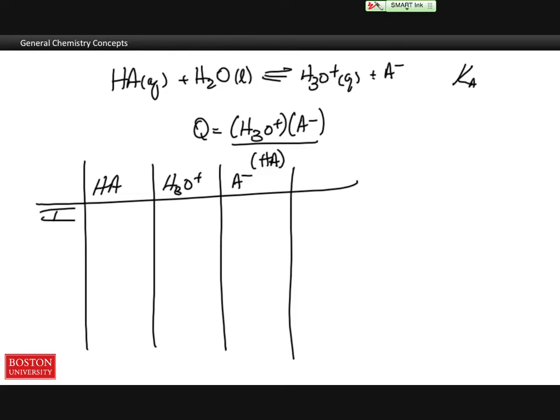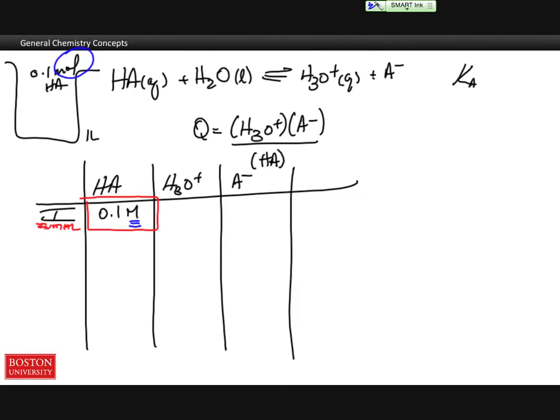So I stands for initial. And so this over here is the initial concentration of HA. If we go back to the problem, we saw that it's 0.1 moles of HA in a 1 liter solution. So we start with a 0.1 molar solution of HA. Notice in the ICE table we use molarity, and in the beaker diagram we use number of moles and keep track of the total volume. And this is really important for more complicated problems later on.